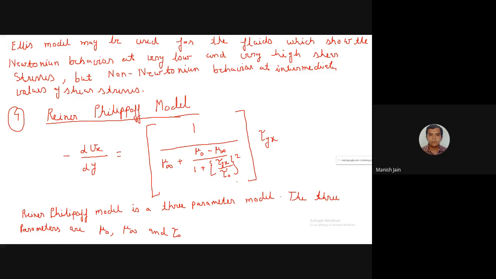Then the Ellis model shows the Newtonian behavior at the low and at very high shear stress range, and the non-Newtonian behavior at the intermediate range. But in the Ellis model, the values of the viscosities at the low and very high shear stress range are the same. Okay. Then the Rainier-Philipov model shows the non-Newtonian behavior at the intermediate range and the Newtonian behavior at the very low and very high shear stress range. But in the Rainier-Philipov model, viscosity values are different for very low and for very high shear stress range.